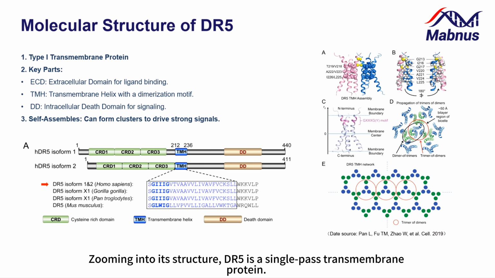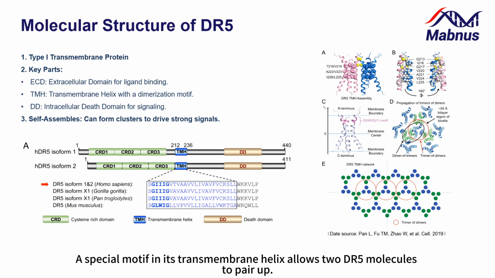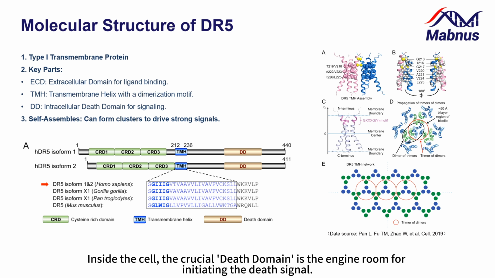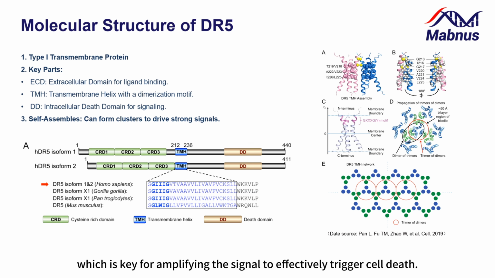Zooming into its structure, DR5 is a single-pass transmembrane protein. Outside the cell, its extracellular domain binds to activating signals. A special motif in its transmembrane helix allows two DR5 molecules to pair up. Inside the cell, the crucial death domain is the engine room for initiating the death signal. Importantly, DR5 can self-assemble into clusters, which is key for amplifying the signal to effectively trigger cell death.